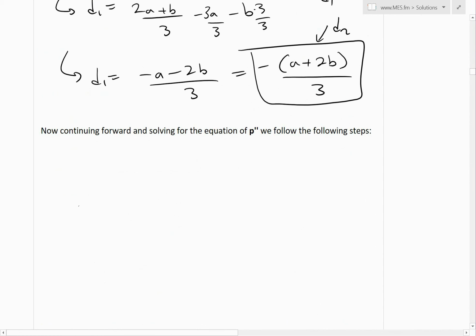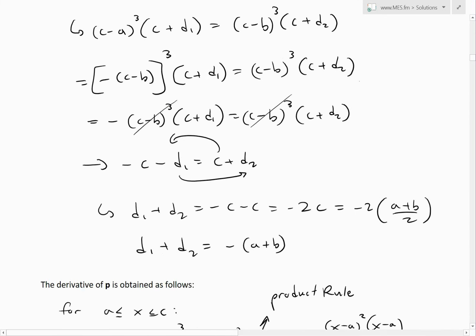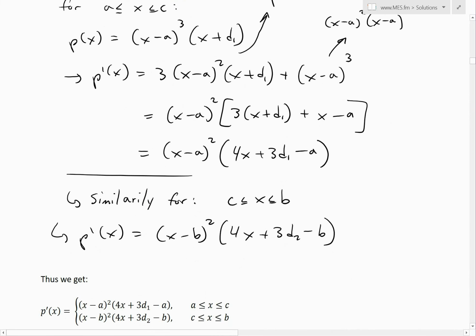So now for the first part, for a less than x less than or equal to c, we first write down the first derivative, p prime of x. This equals x minus a, like I showed above, then we had 4x plus 3d1 minus a, and again scroll up to show that. That is, I believe, right here. So that's the first derivative.